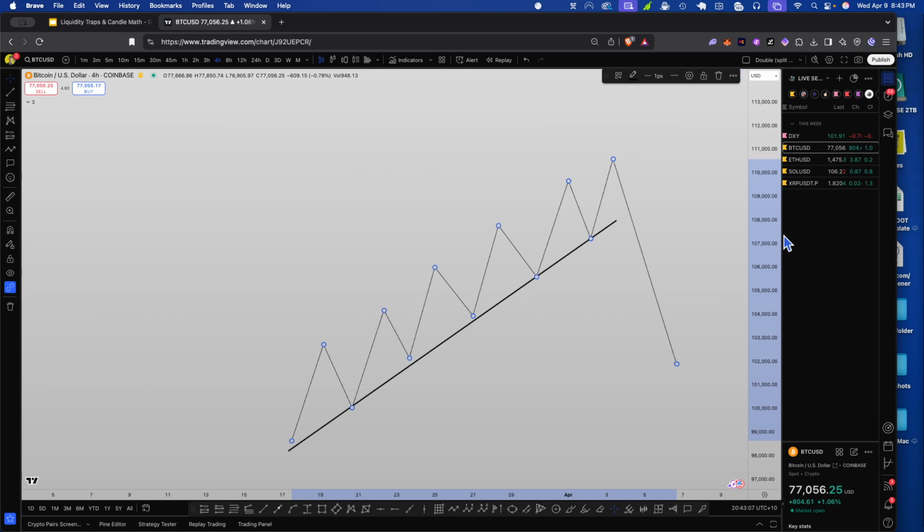Smart money, that's right, building liquidity. This is all liquidity building. So in reality, if you're trading smart money, you just wait for this and then boom.